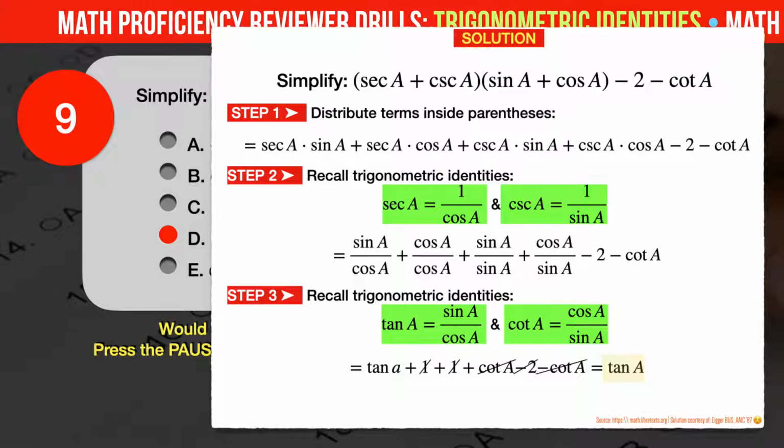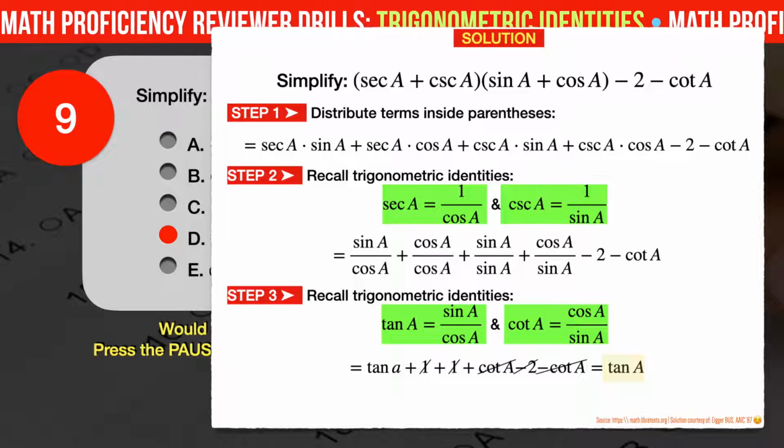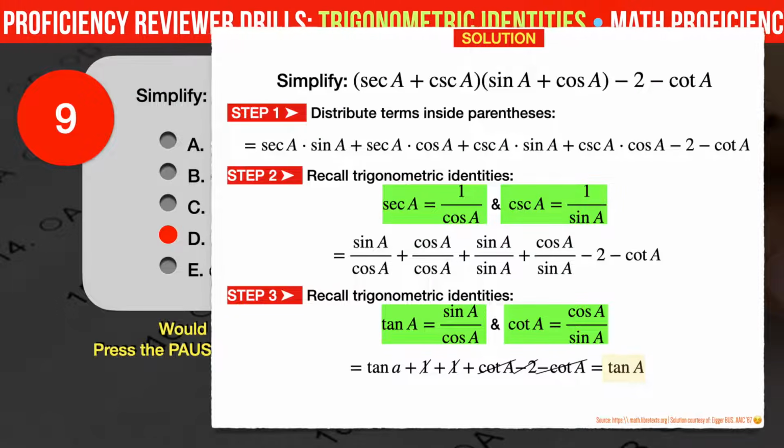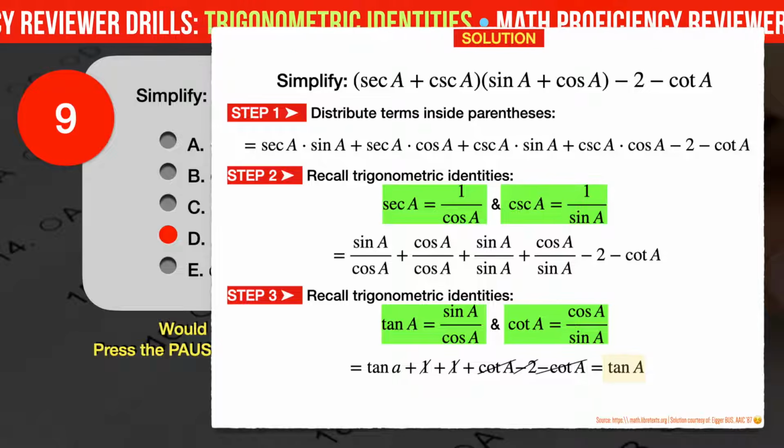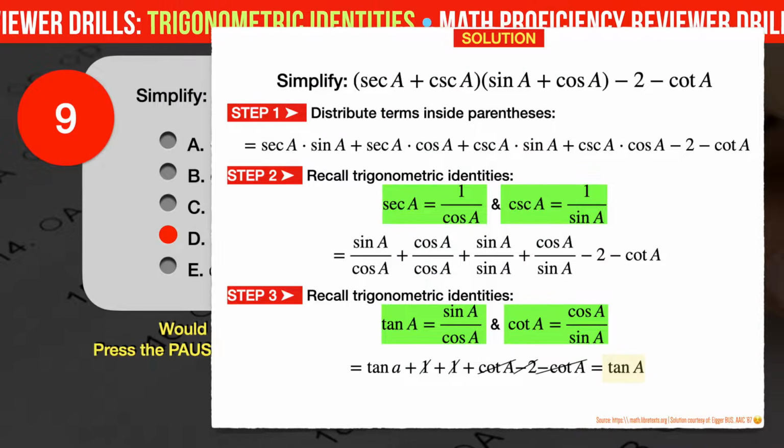From the resulting expression, we simplify further by cancelling out +1 and +1 with -2, as well as cotangent A with minus cotangent A. What is left is just tangent A, which is our correct answer.